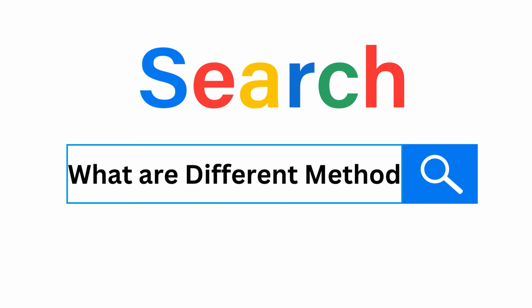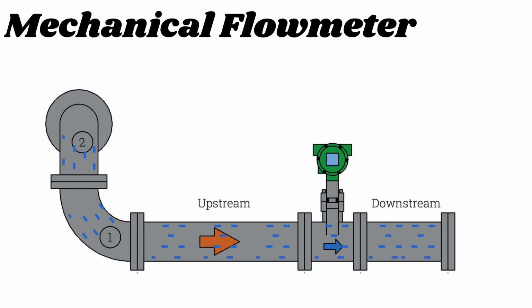What are the different methods of flow measurement? Flow can be measured using various methods and technologies. Mechanical flow meter.